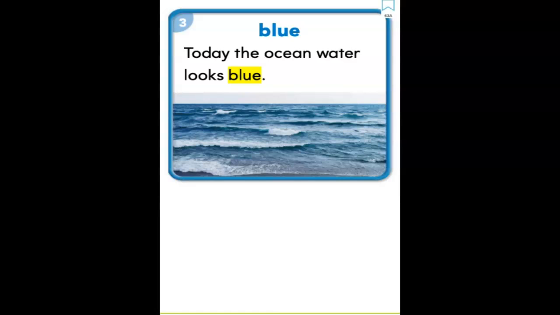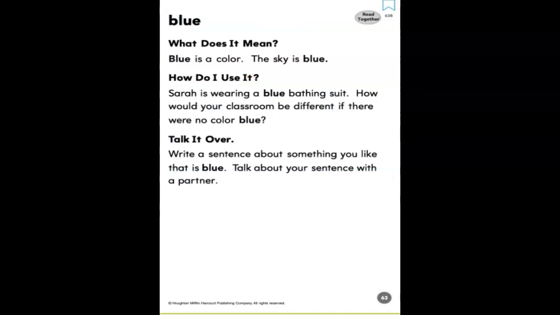Number 3, blue. Today the ocean water looks blue. What does it mean? Blue is a color. The sky is blue. How do I use it? Sarah is wearing a blue bathing suit. How would your classroom be different if there were no color blue?